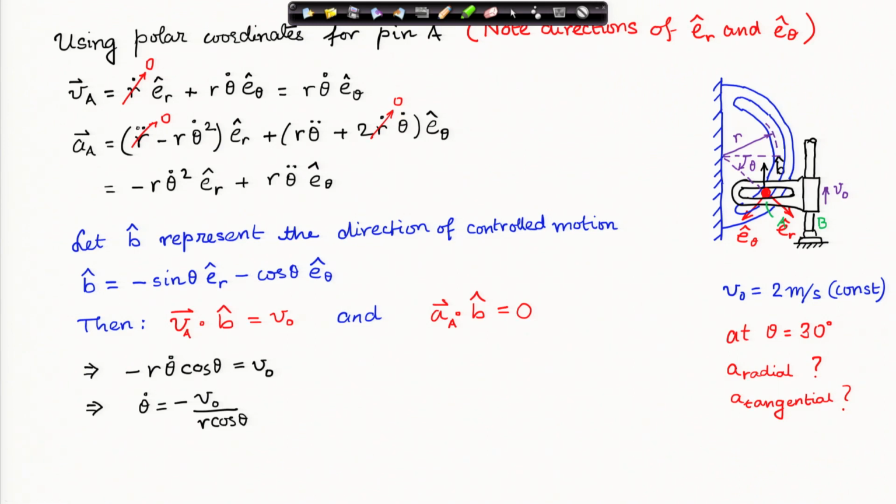Now, if you use these expressions of VA, so here is the expression of VA, and dot it with B. E theta cap gets a dot product with E theta cap, and with ER cap the dot product is 0. Therefore, I am left with minus r theta dot cosine theta on the left hand side, and the right hand side is V naught, which is given to me. Therefore, I can solve for theta dot, which was not known to me, in terms of V naught, r and the theta which is given, which is 30 degree.